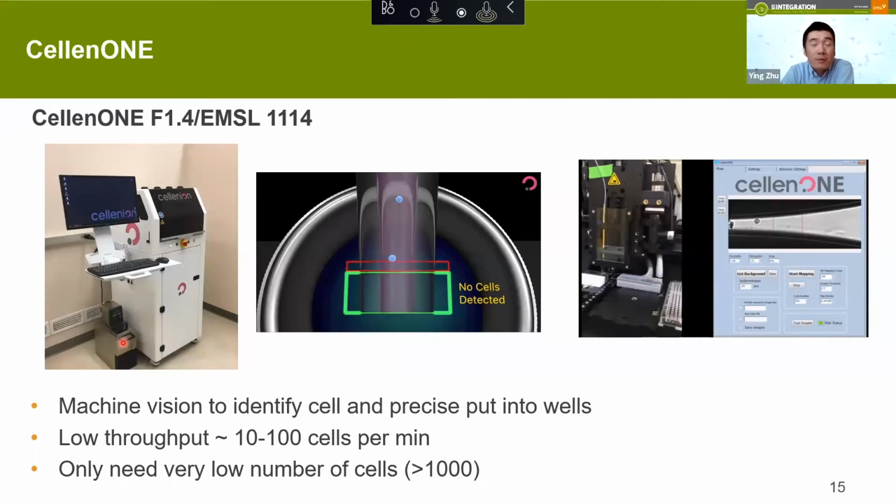Compared with flow cytometry, it's relatively low throughput. It can do 10 to 100 cells per minute, but still good enough for single cell proteomics because you are not going to run that many single cells. We like it because, compared with flow cytometry, it only requires very few cells. If you have 1,000 cells, CellenONE can precisely sort them without losing a lot of your precious samples.